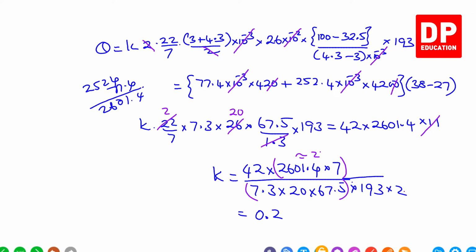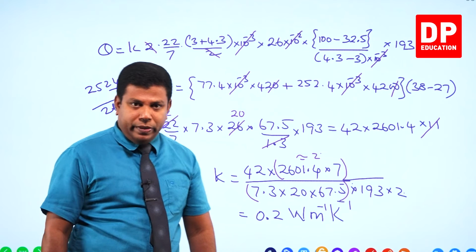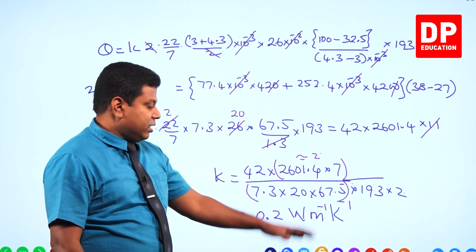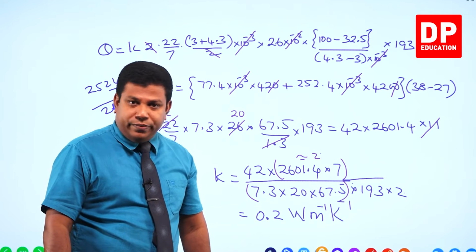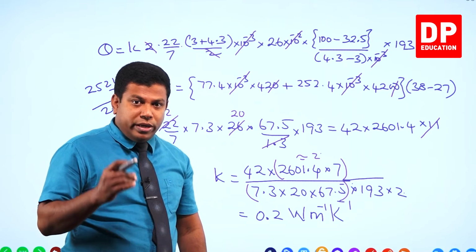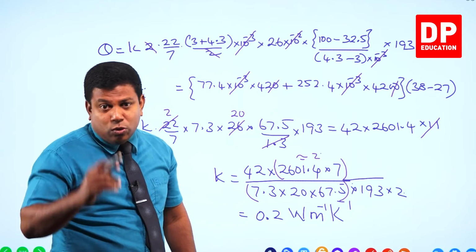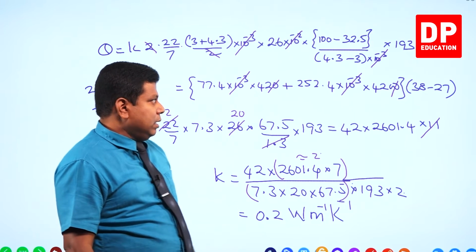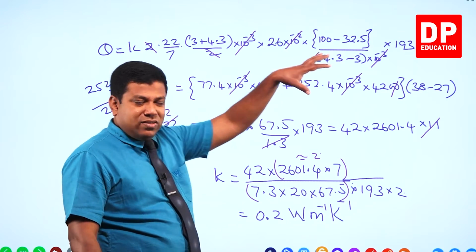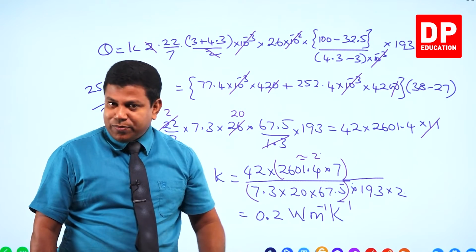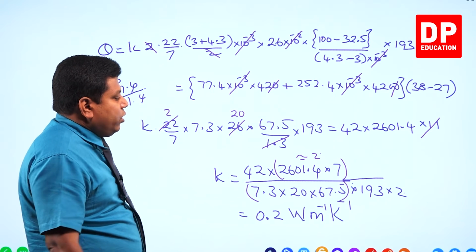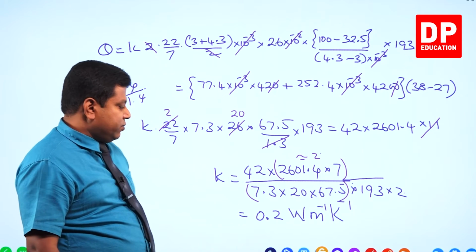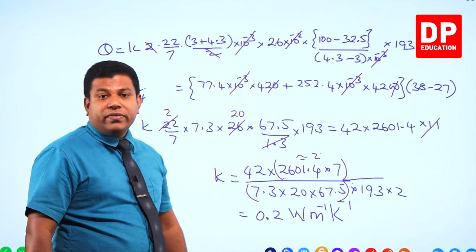0.2 watt meter minus 1 Kelvin minus 1. Or you can say joule per second per meter per Kelvin. Right, that's what the thermal conductivity units are. So when you are giving the answer, make sure you give the answer with the right units. Otherwise, you might lose the marks in the exams. This kind of complicated solving is very rare in the exams. But when we do the experiments, it's unavoidable. But it's okay. You can double check these answers with the calculator as well. I think 0.2 is the right answer here.